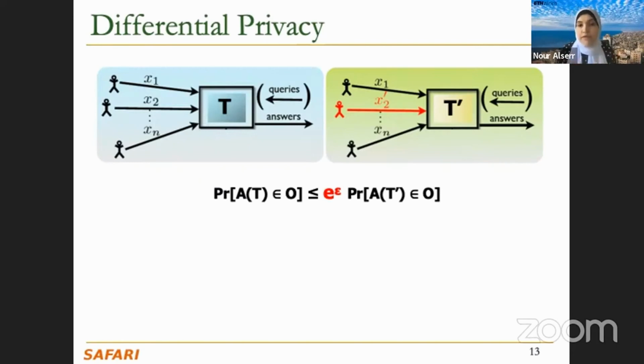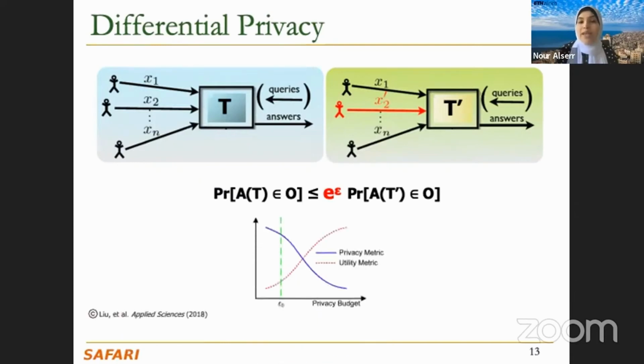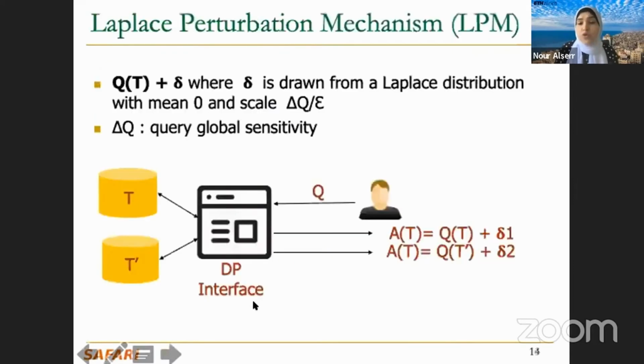If I have less sensitive data, and I care more about the accuracy or the utility, then I need to add less noise. So how can we choose the level of noise? It is based on epsilon, which is the privacy budget. The smaller the privacy budget, the more privacy we have, and the less utility, of course, we have. So how do we achieve differential privacy, how do we add the noise?